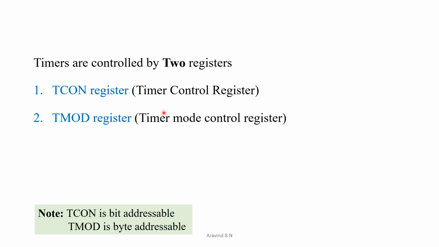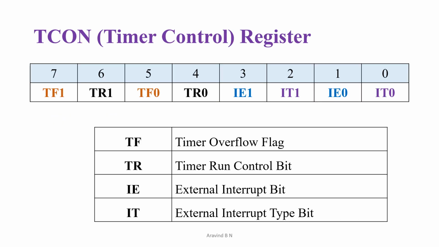The timers are controlled by using two registers: the TCON register, that is the timer control register, and the second one, the TMOD register, timer mode control register. Among these two registers, the TCON register is bit addressable, whereas the TMOD is byte addressable. Now let us go through each of these registers.